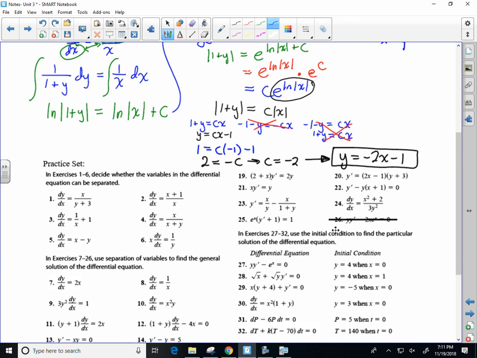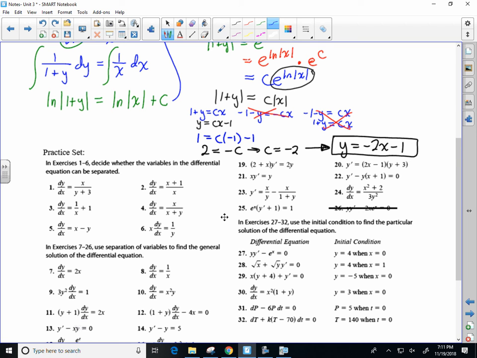Ton of problems here to practice with, some more difficult than others. In numbers 1 through 6, you can kind of skip that if you want, because it's saying decide whether it can be separated. In a lot of cases, it can't be separated because I can't get y and x alone on either side. The short answer is, if it's not a proportional relationship, then you're not going to be able to separate variables. You need a different technique. That's what we'll get into next class, the homogeneous differential equation, which is how you separate out variables that don't seem like they can be separated.